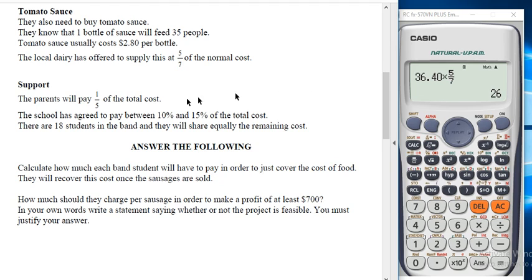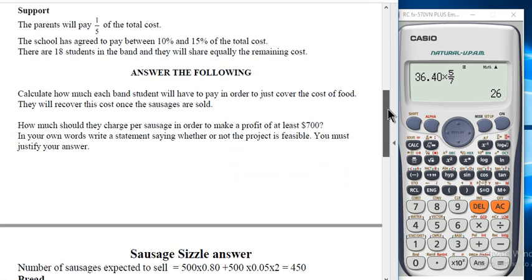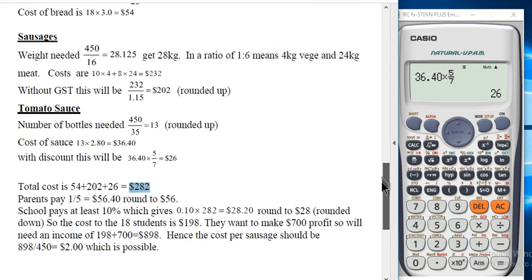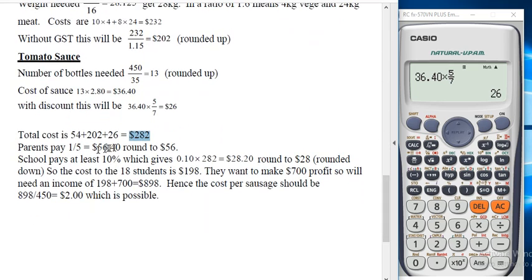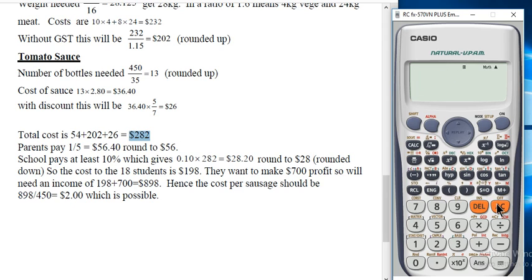Alright, now let's go back and have a look at what we've got here as well. We've got the parents will pay 1/5 of the total cost. Now, lots of ways of doing this and working out what you have got to pay. Alright, so let's just go down and see what they've done in the answer schedule here. Parents pay 1/5. It doesn't show you working there. Okay, let's just show you what the working actually should be here. So if we had $282, one way of doing this is just divide by 5, okay?